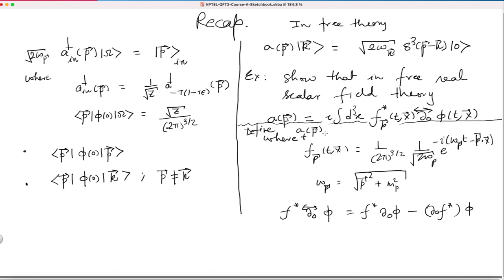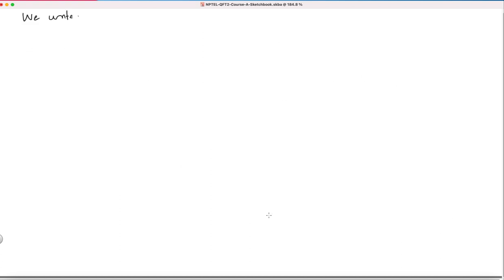In this case, you'll find that if you look at this expression, i integral d cube x f_p star (t, x) and this double-sided time derivative operator acting on phi, then in the interacting theory, this will turn out to be time dependent. That's why I have put a subscript t on A, where all these f_p and omega_p are the same. That is something you can convince yourself of based on what we had done in the previous case.